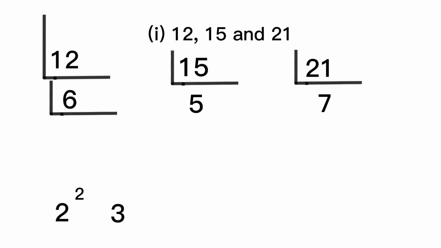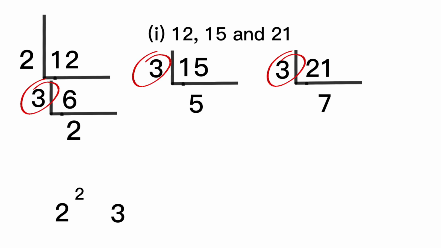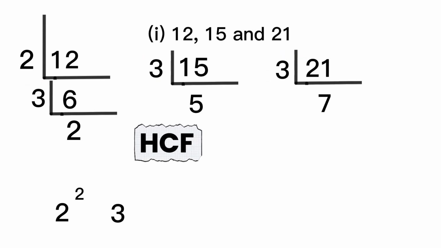From here, from here, from here, take only the common prime factors with the smallest power, that is 3. This common 3 is said to be the HCF. And now LCM. To take LCM, take all prime factors with the highest power. First take 2 squared, and for this 3 and this 3, take only 3 because they are common factors. And take this 5 and this 7.